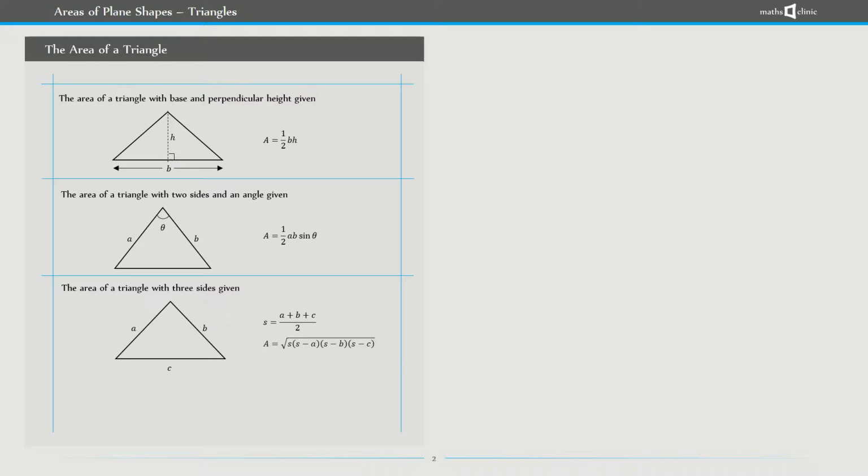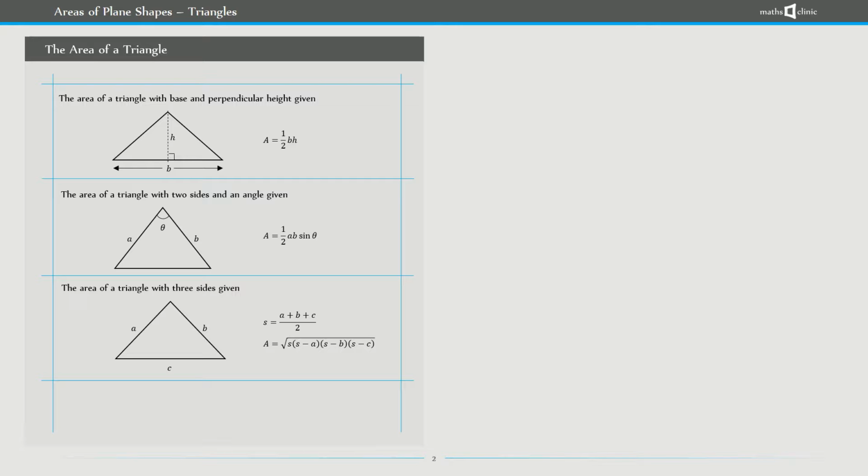Once you've found S, you then use this to solve for the area, and the area is the square root of S multiplying the difference of S and all the other sides of the triangle. So you have the square root of S multiplied by (S minus A) multiplied by (S minus B) multiplied by (S minus C). It's a very simple formula. There really isn't much to it. And yeah, these are the three forms you can experience when you're solving for the area of a triangle.